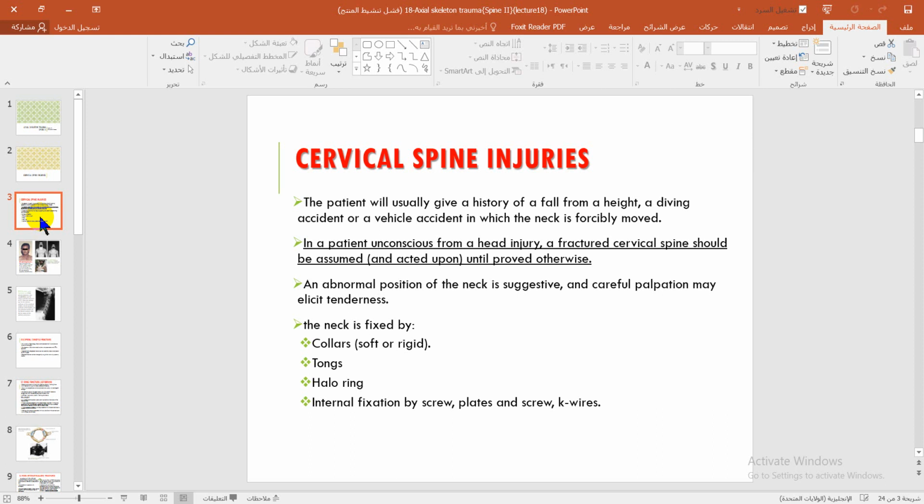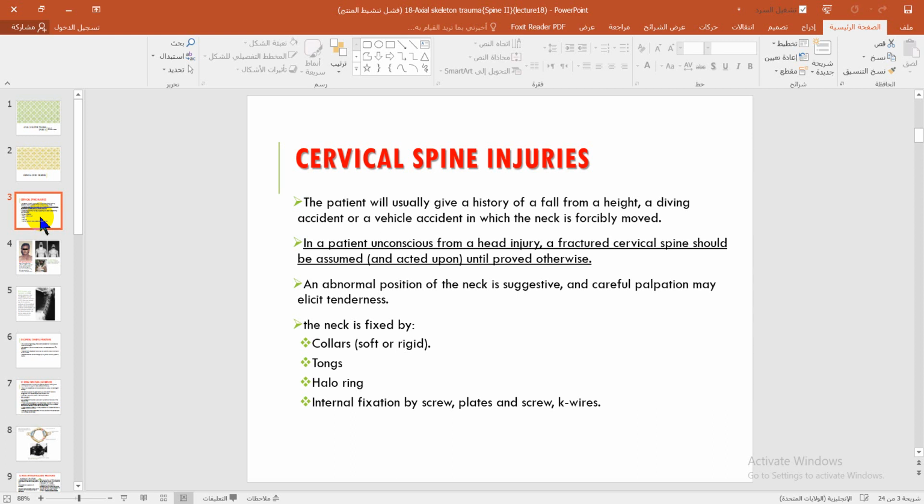Also, careful palpation may reveal tenderness in those patients, especially in the posterior aspect of the neck regarding the cervical spine. By palpation or tapping on the tips of the spinous processes, we can elicit tenderness and pain, which indicate injury of the spine.